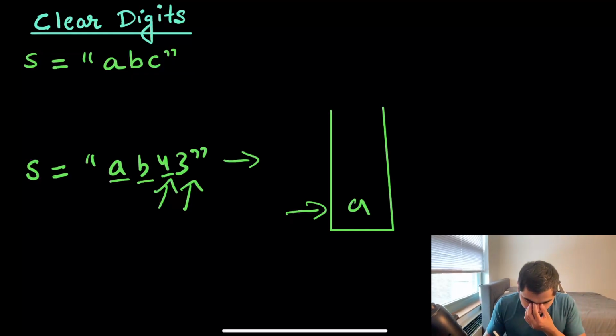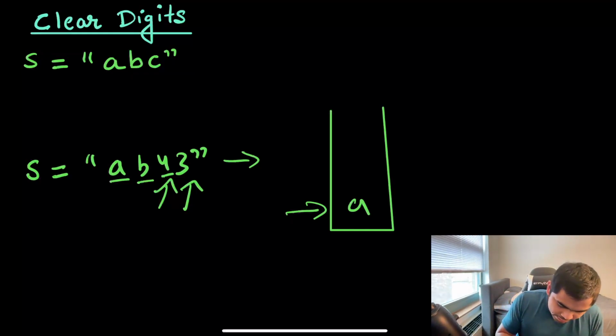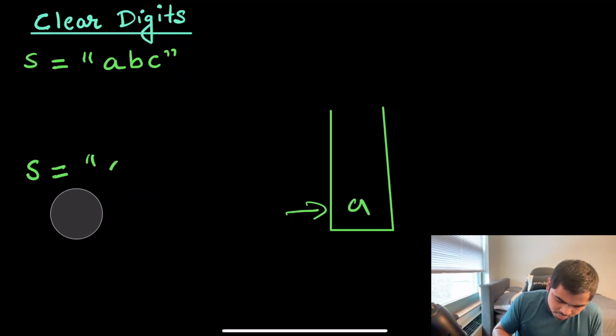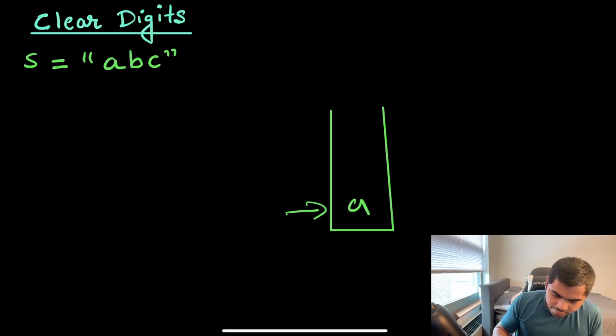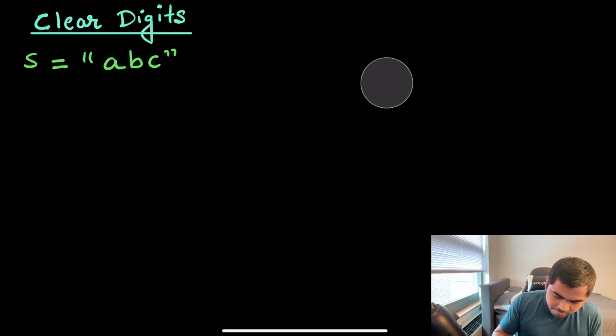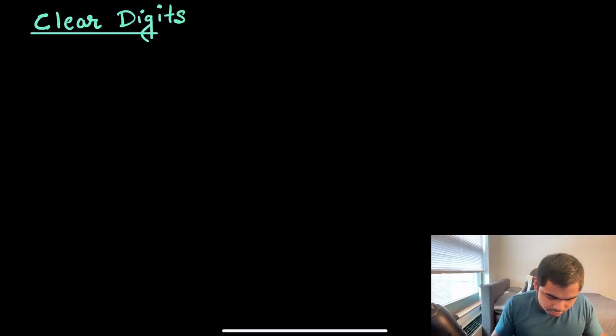All right, what if my string started with a number itself? Let's say this is my input. In this case, I'm going to get rid of this, and then have my input as this.